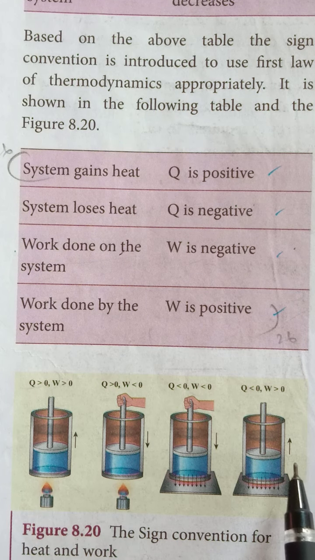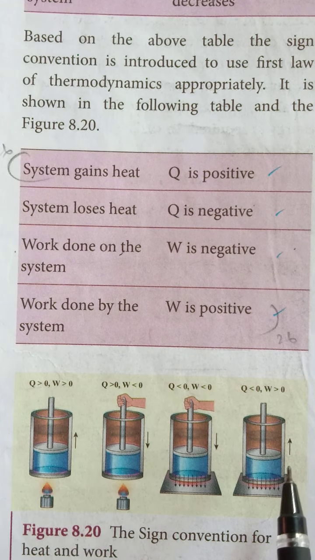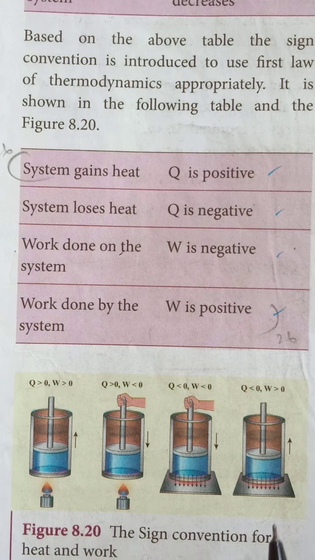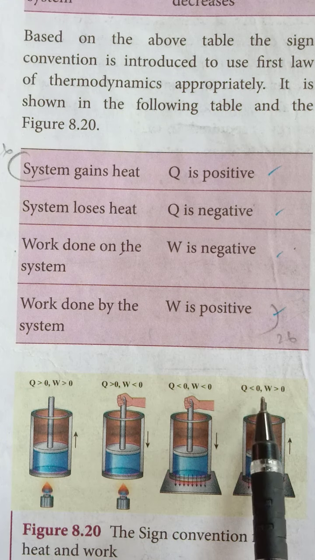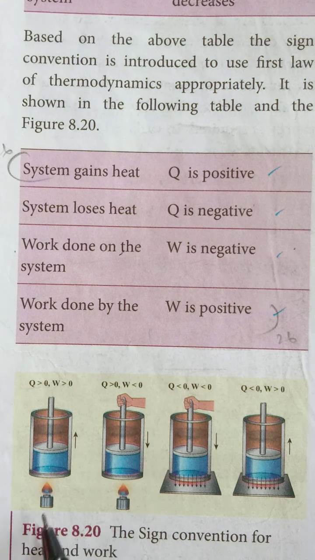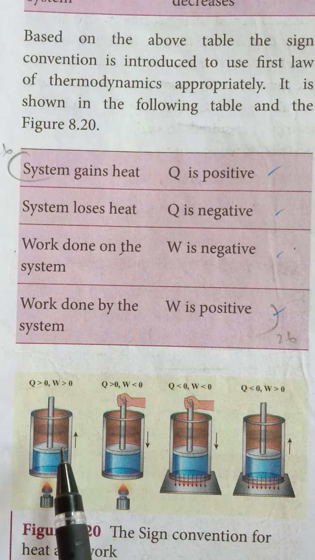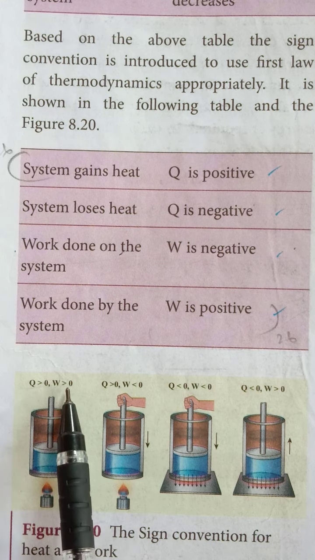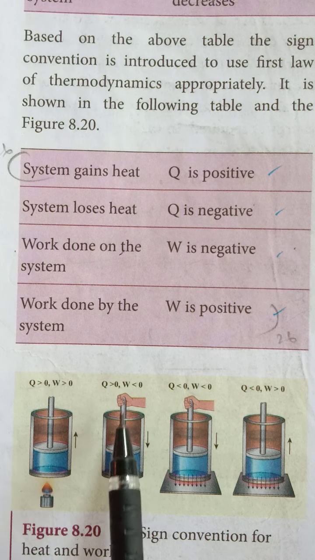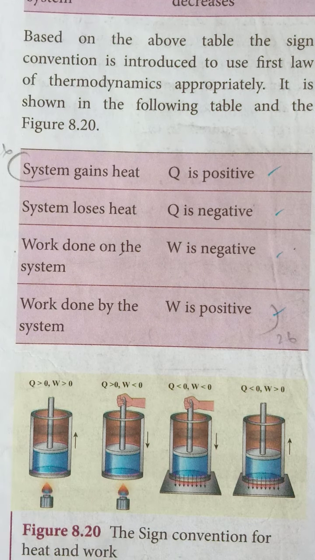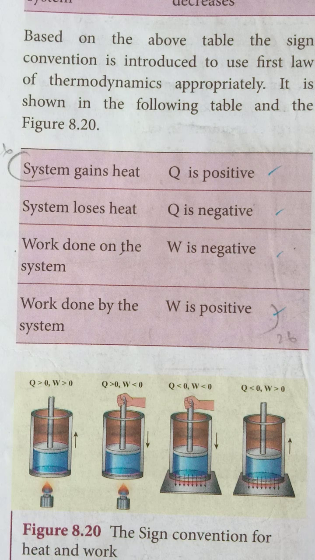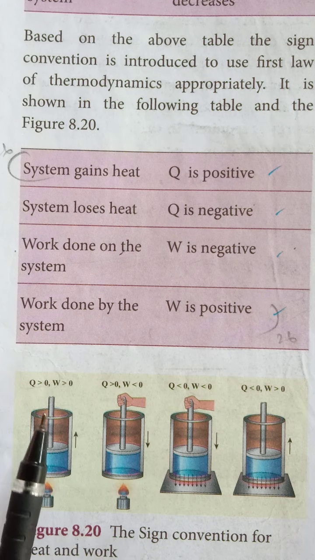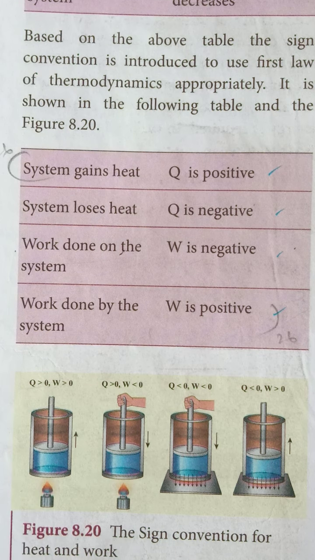Now there is no work done here, which means work done by the system is positive. There is no heat supplied, so Q is less than 0. If heat is supplied, Q is positive. There is no work done on the system at 1 and 4, so W will be positive. If work is done by the system, W is negative, simple. So we are thinking about Q and W. Q is heat, W is work done.